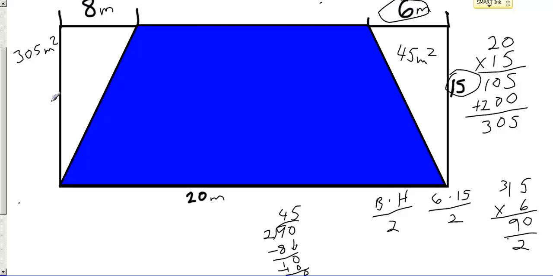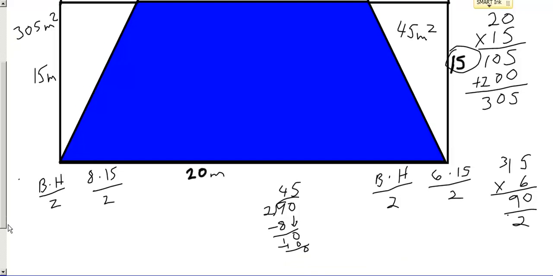Well, all I have is the base. I don't have the height over here. Can you use your knowledge about rectangles to figure out what this line is over here? Yeah, it's 15 because opposite sides of a rectangle are equal. So that's 15 meters. So again, base times height, 8 times 15 divided by 2. B times H divided by 2. So that would be 8 times 15 divided by 2.